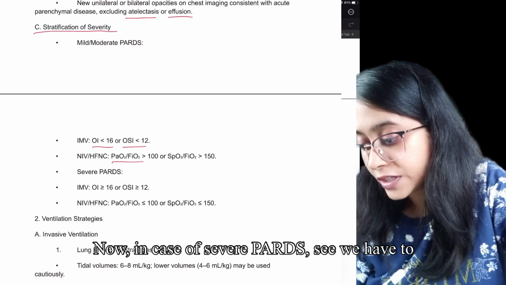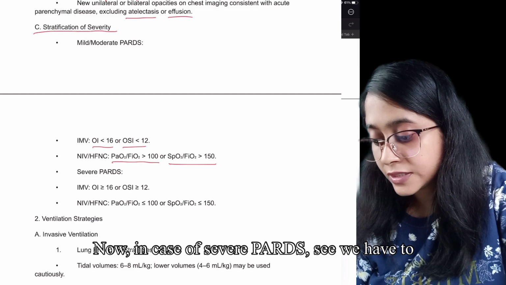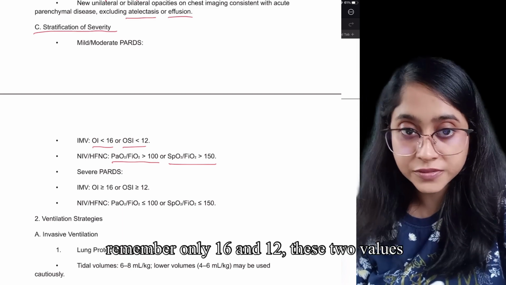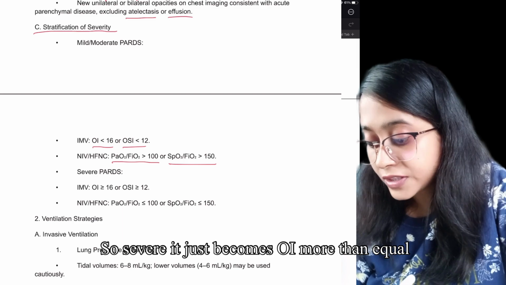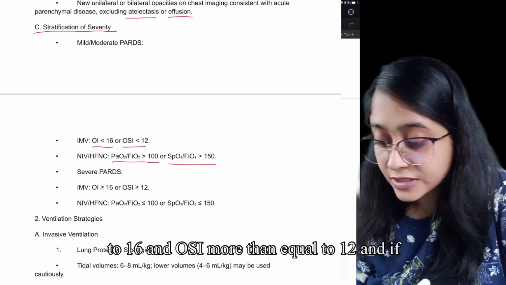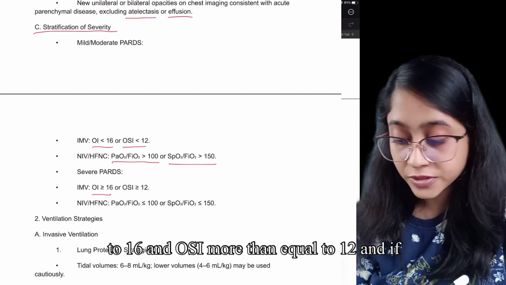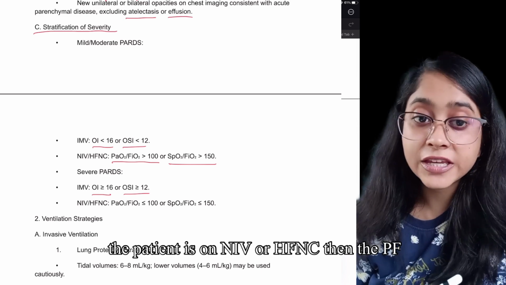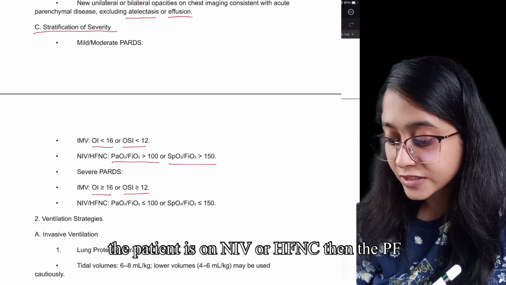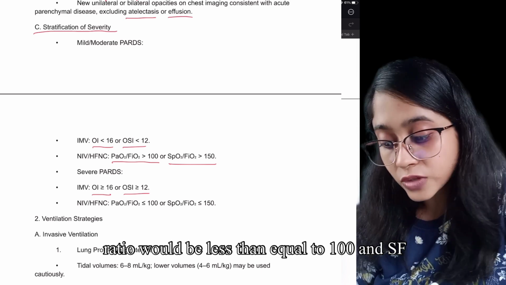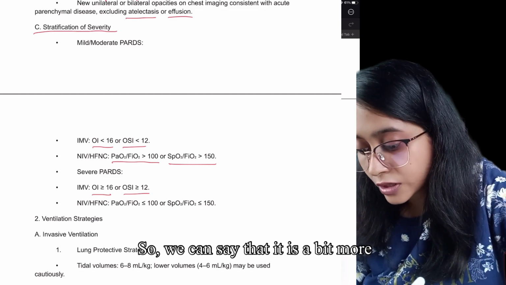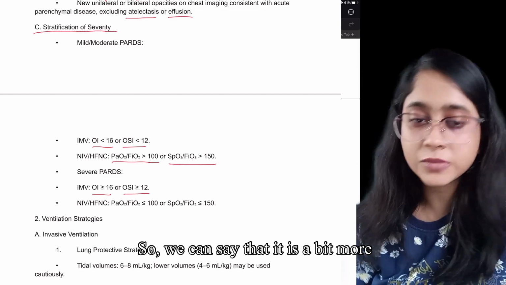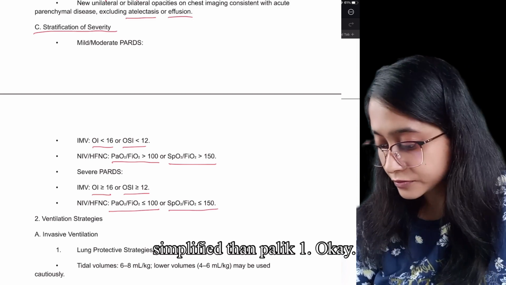Now, in case of severe PARDS, we have to remember only 16 and 12, these two values, for IMV patients. So severe just becomes OI more than or equal to 16 and OSI more than or equal to 12. And if the patient is on NIV or HFNC, then the PF ratio would be less than or equal to 100 and SF ratio less than or equal to 150. So, we can say that it is a bit more simplified than PALICC-1.